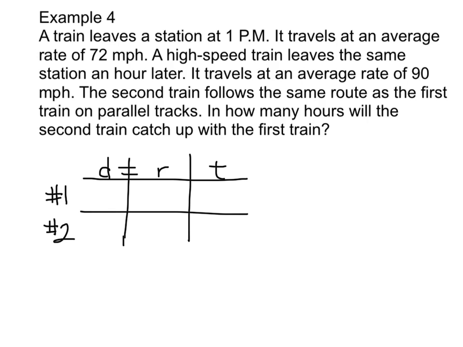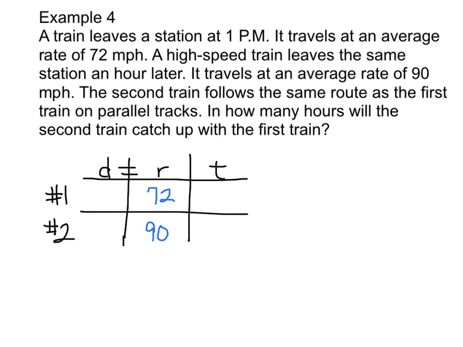A train leaves the station at 1 p.m. Well, that doesn't tell us anything. It travels at an average rate of 72 miles per hour. Hey, there's our first thing. Our rate is 72 miles per hour. All right, so a high-speed train leaves the same station an hour later. So we'll come back to that. It travels at an average rate of 90 miles per hour. The second train follows the same route as the first train on parallel tracks. In how many hours will the second train catch up with the first train?